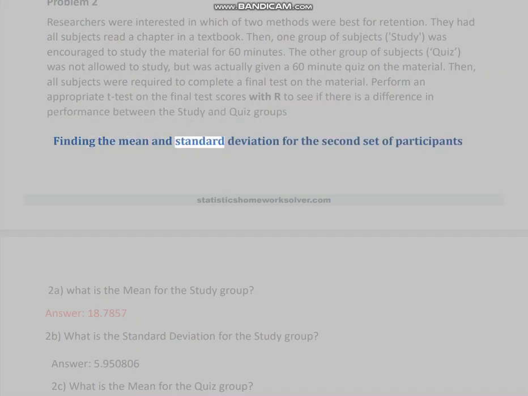Finding the mean and standard deviation for the second set of participants.